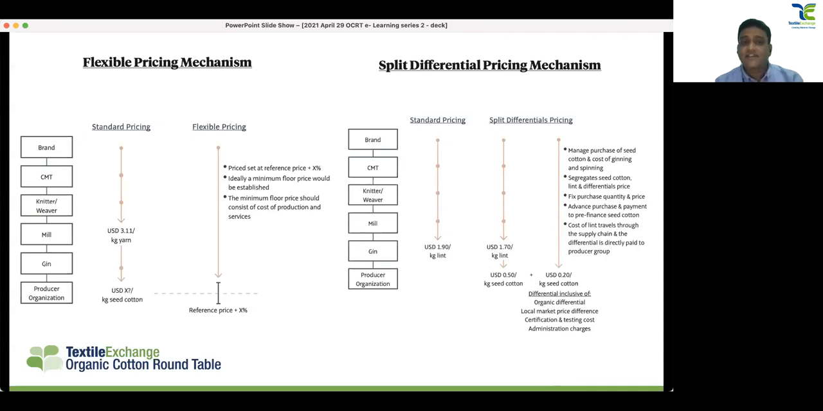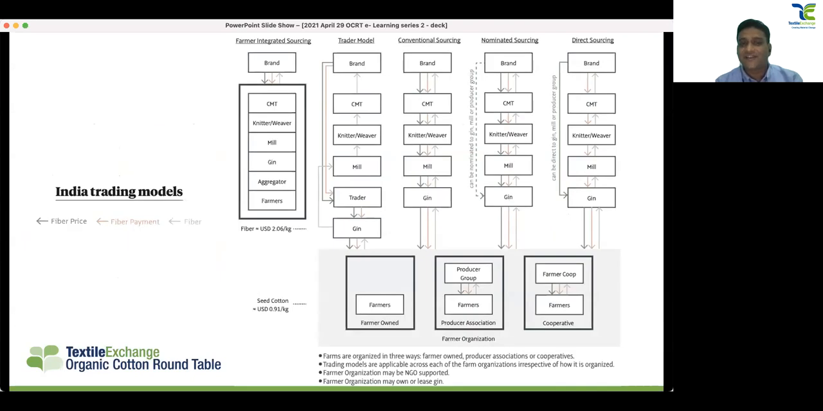The next one is in-depth information about the India trading model, in combination with what we have seen on the trading model as well as the pricing mechanism.